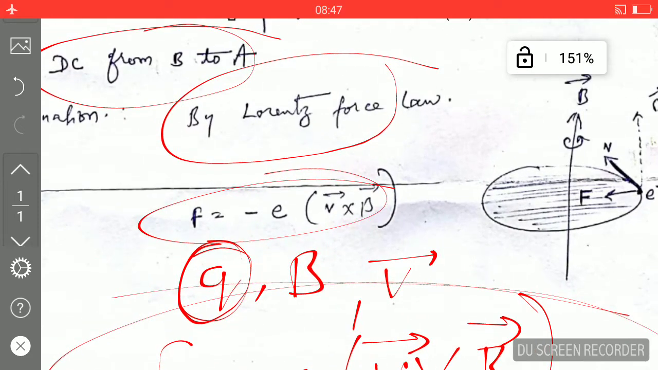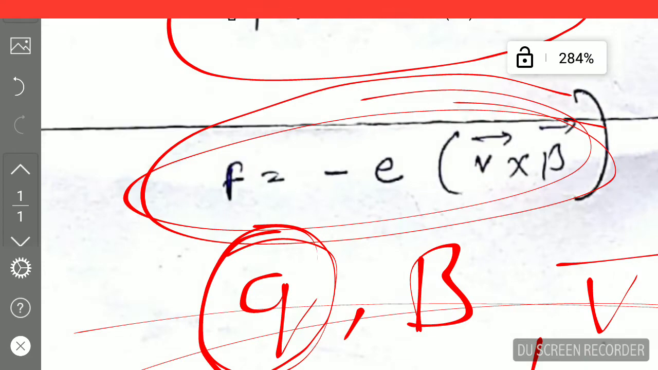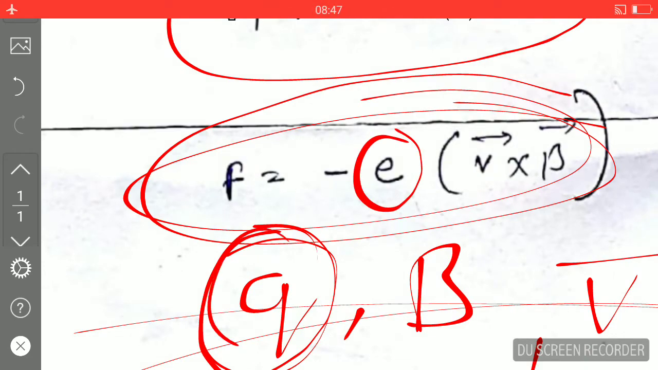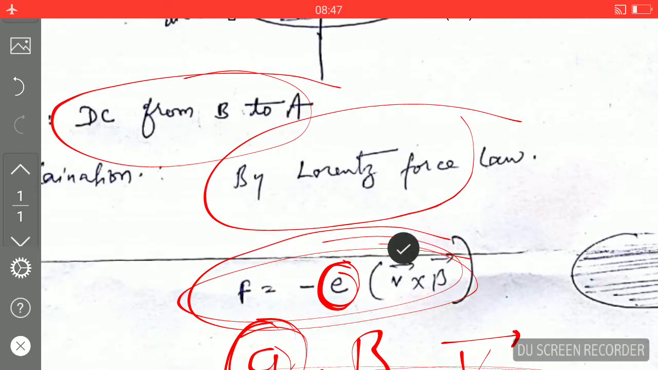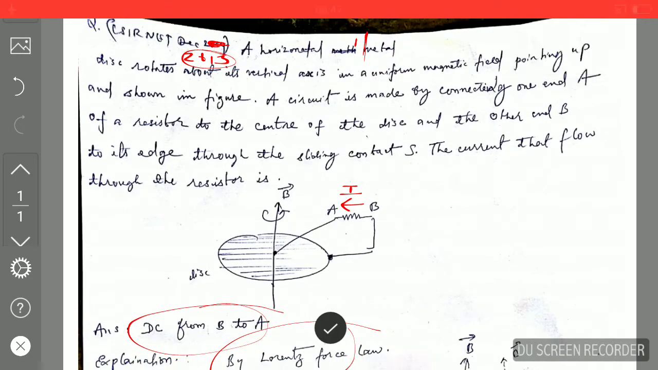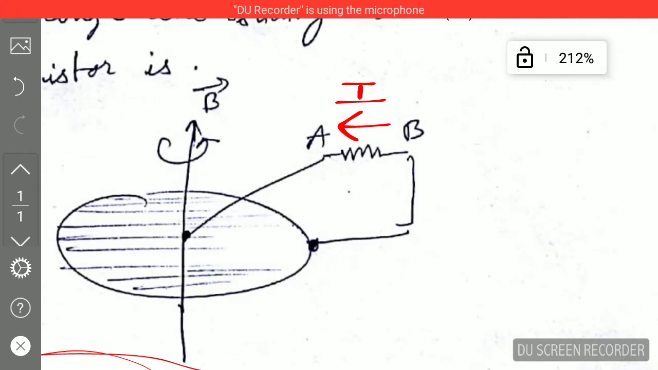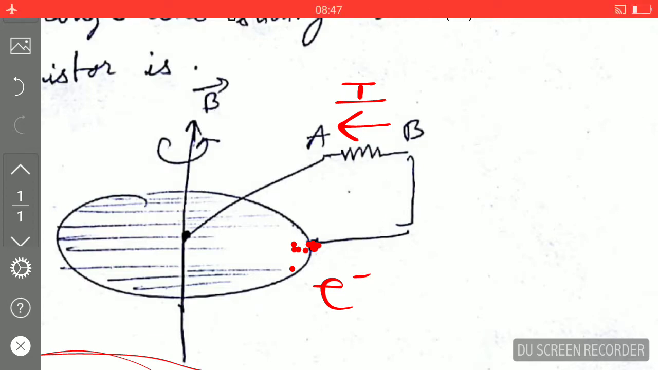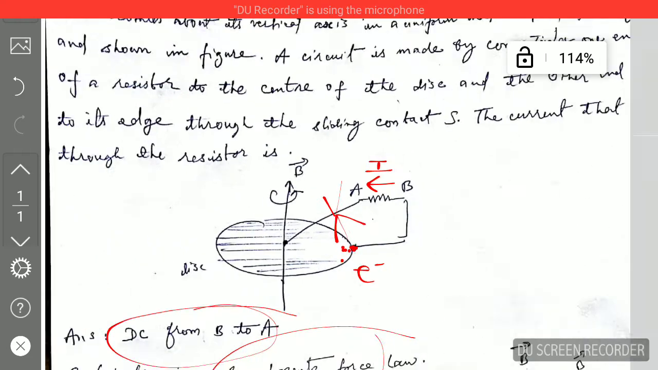Here, since it is metal, there will be lots of electrons, so I wrote the electron in place of charge. The disk is rotating with some velocity. Consider that here there may be some electrons, and since the disk is rotating, the electrons will have some velocity.